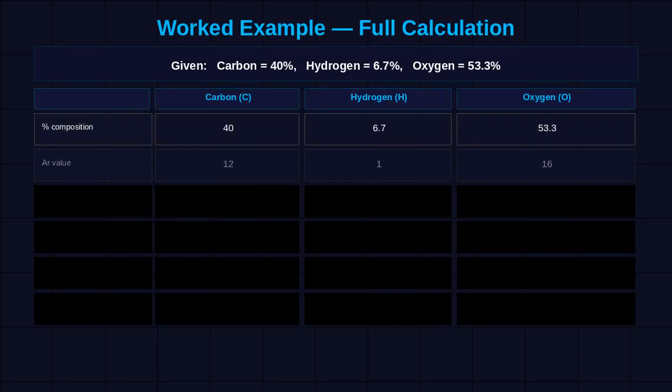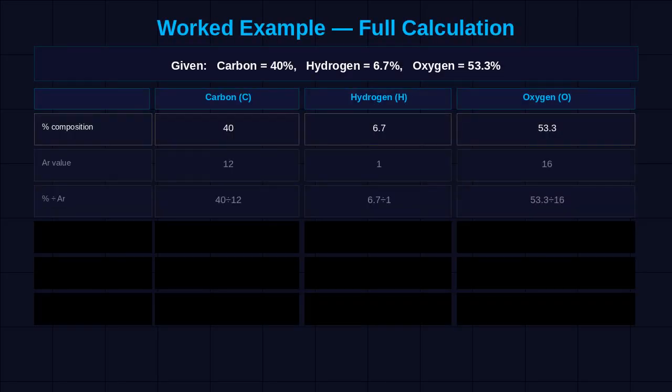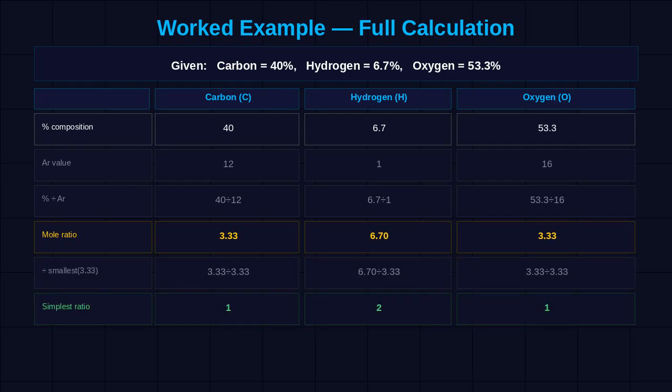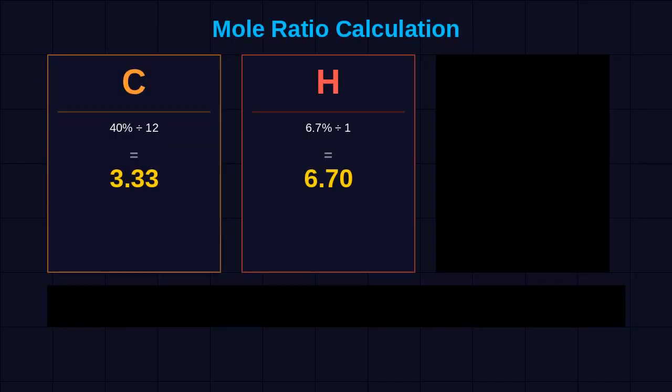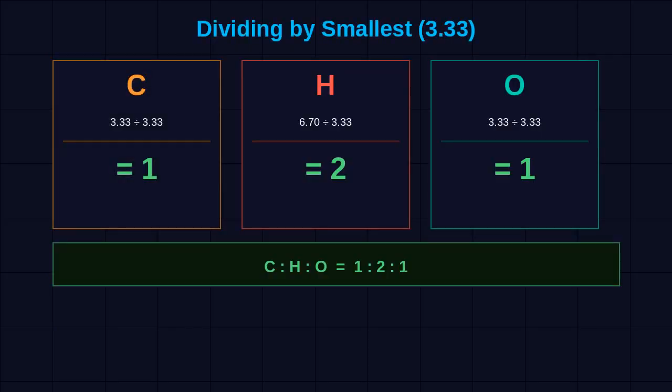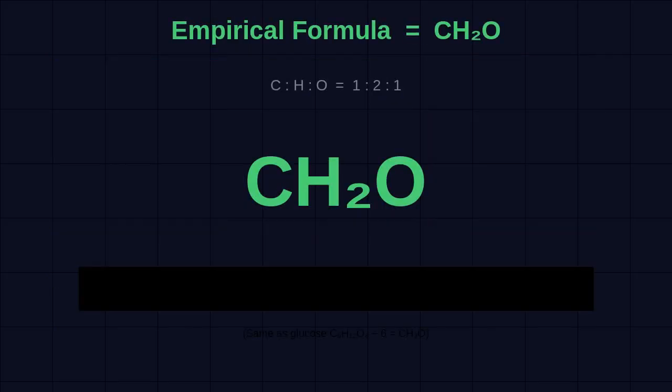For example, a compound contains 40% carbon, 6.7% hydrogen, and 53.3% oxygen. Dividing by AR gives 3.33 for carbon, 6.7 for hydrogen, and 3.33 for oxygen. Dividing by the smallest gives ratio 1 to 2 to 1, so the empirical formula is CH2O.